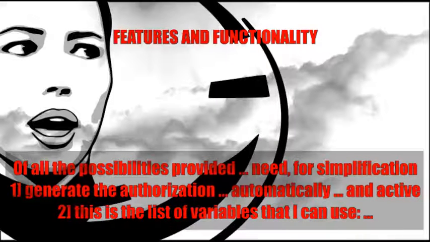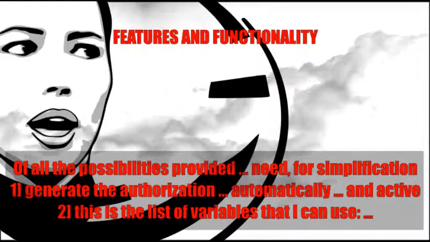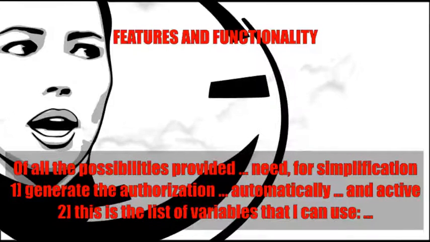Features and functionality. Of all the possibilities provided by the full Expert Ari API, the most significant have been isolated for my need for simplification. 1. Generate the authorization token, only if necessary and automatically, always using the latest available and active. 2. This is the list of variables that I can use.